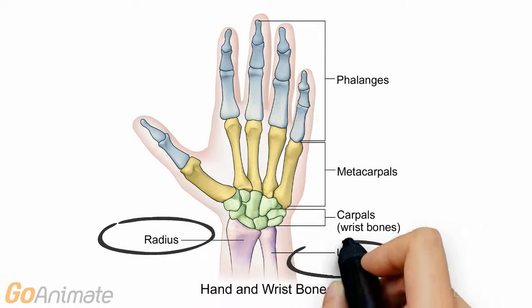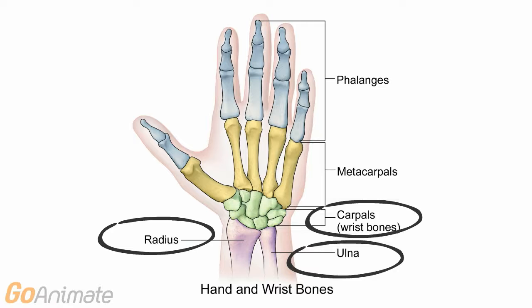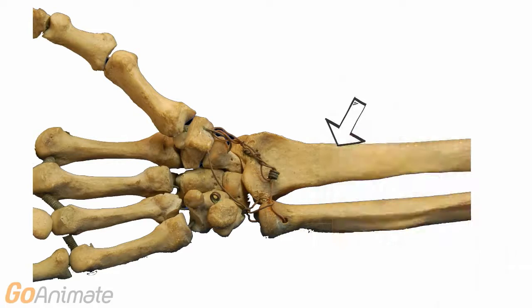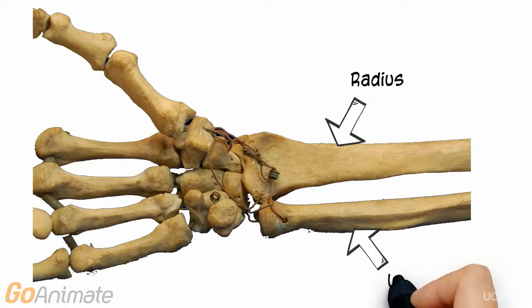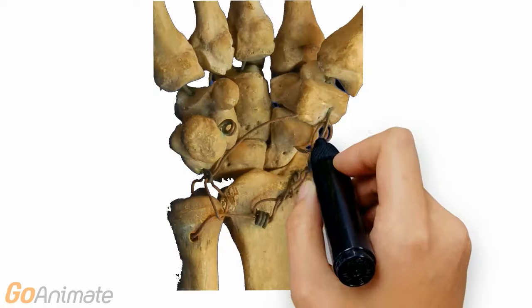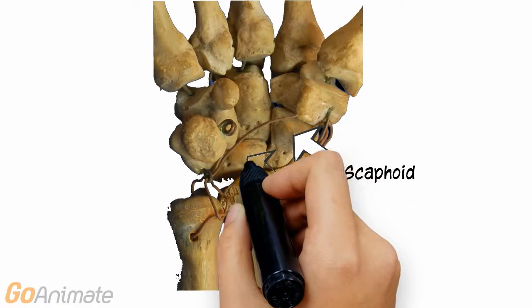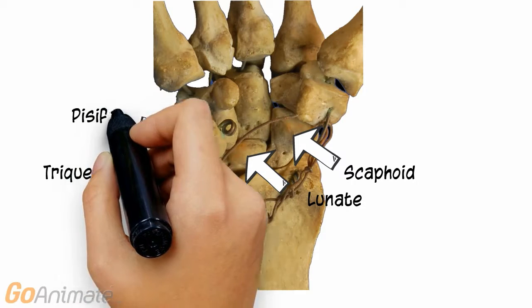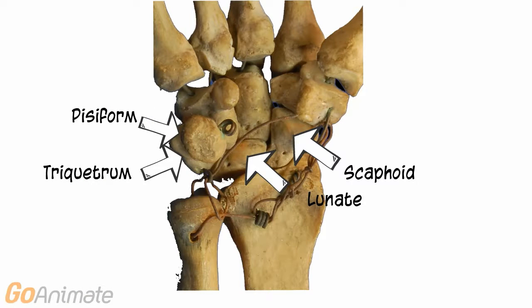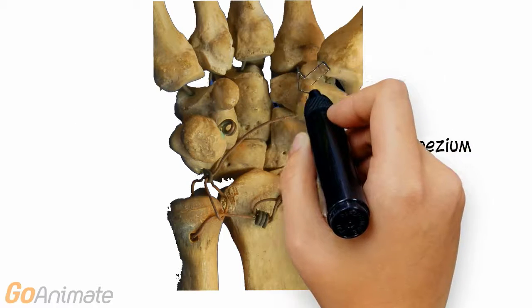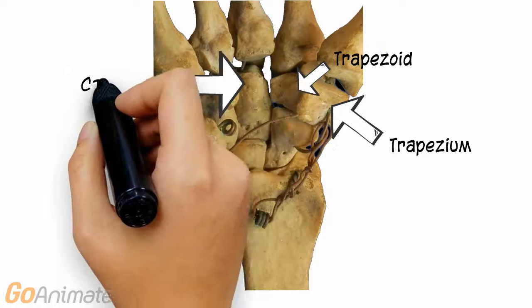The hand and wrist consist of the carpals, metacarpals, and phalanges. Let's take a closer look at the carpals. The carpals consist of two rows of bones. The proximal row includes the scaphoid, lunate, triquetrum, and small pisiform bone. The distal row includes the trapezium, trapezoid, capitate, and hamate.